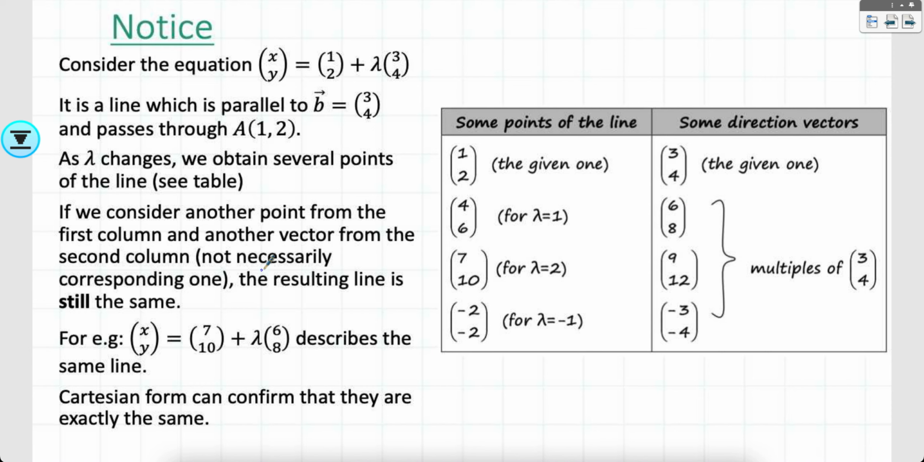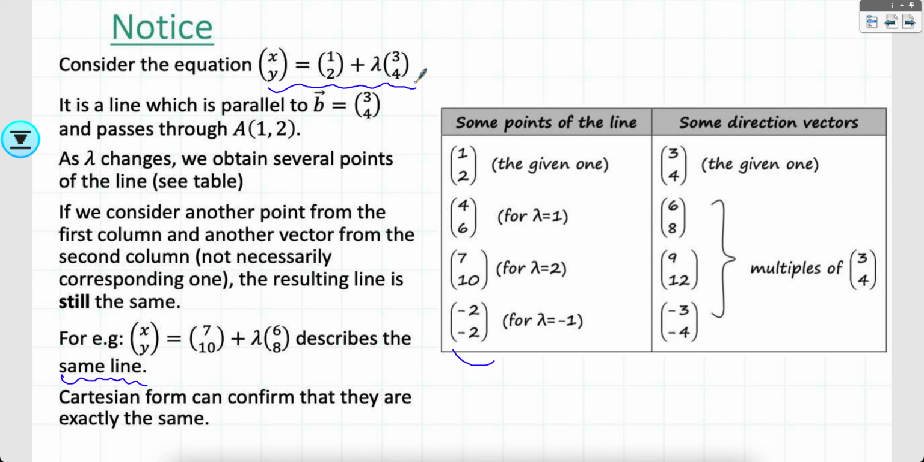Now, if I want to write the vector equation of a line, well, it started with this 1, 2, and 3, 4. But you can actually pick any point on the line, so any of these, and any of the direction vectors. So notice, it doesn't have to be corresponding. Notice how I picked 7, 10 in here, and then I picked the 6, 8. And this describes the same line as the beginning. So it's just to make a point that vector equations can be written differently.